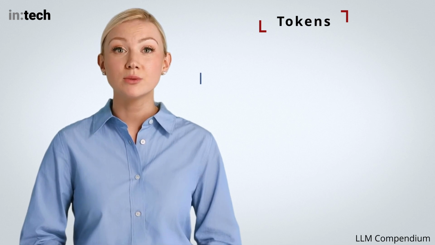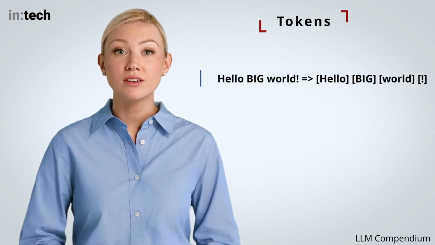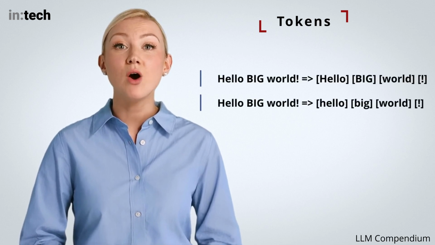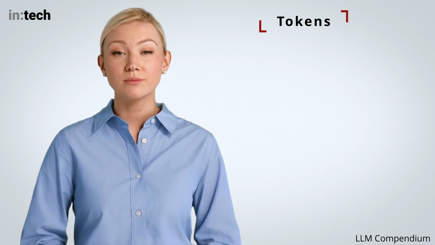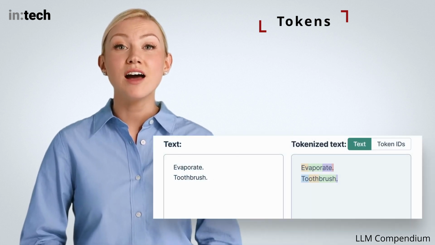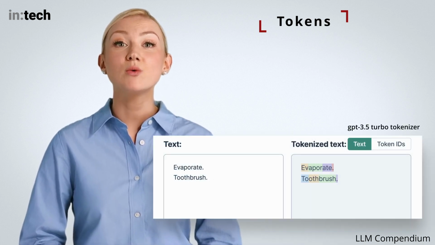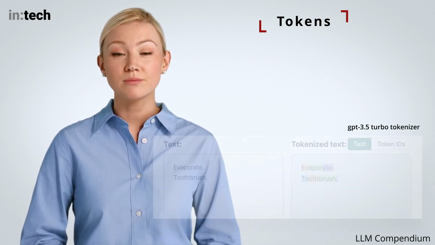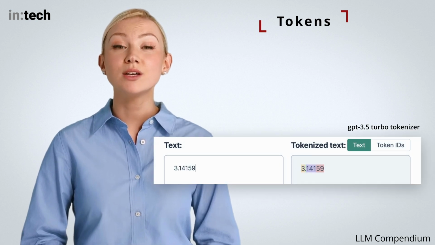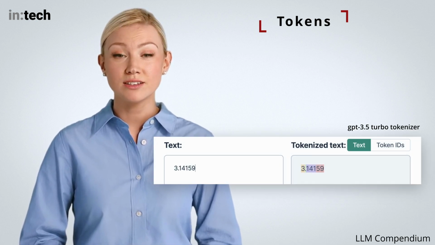Some tokenizers preserve capitalization of words, and others discard it and treat all words as lowercase. Words will often be broken down in 2 or more pieces, even non-compound words. For example, we might get the word evaporate broken down into 2 or more tokens, and the compound word toothbrush broken down in more than 2 tokens as well. Numbers will sometimes be split into single digits, and other times split into multi-digit tokens.